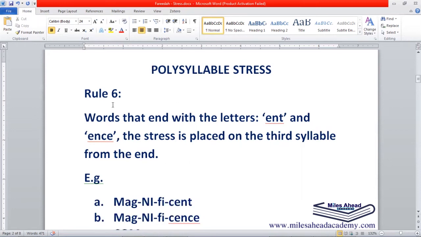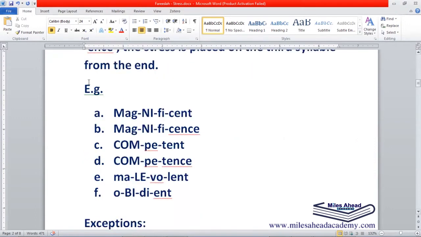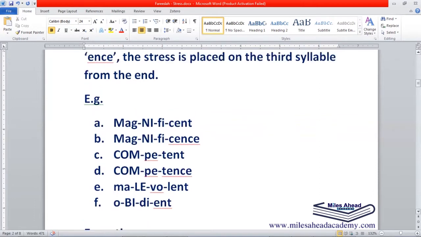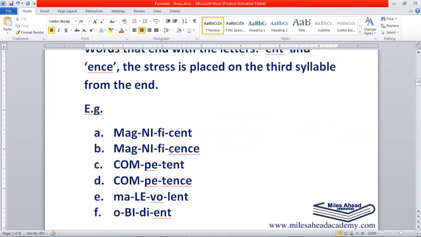Rule 6. Words that end with the letters ENT or ENCE, like magnificence, magnificent, quotient, okay? The stress is placed on the third syllable from the end. For example, magnificent. I said words that end with ENT or ENCE. The stress is placed on the third syllable from the end.